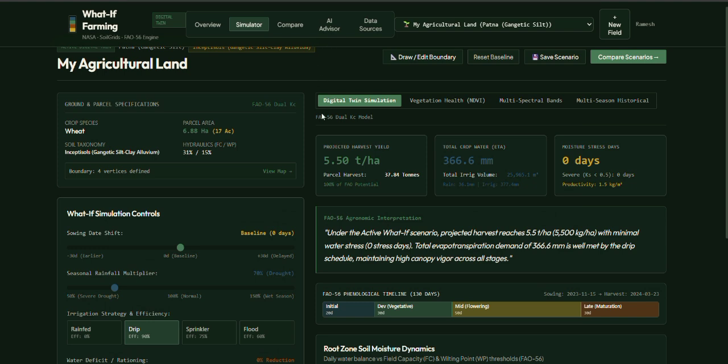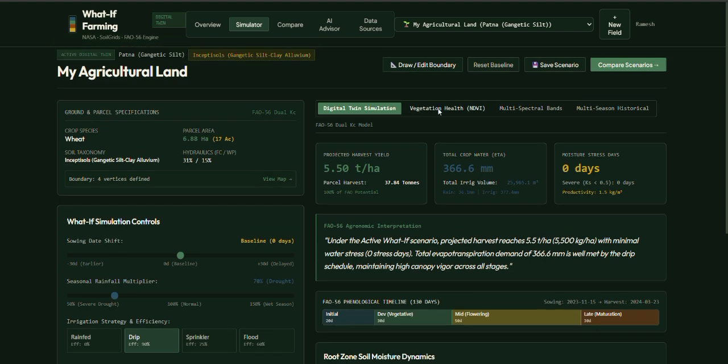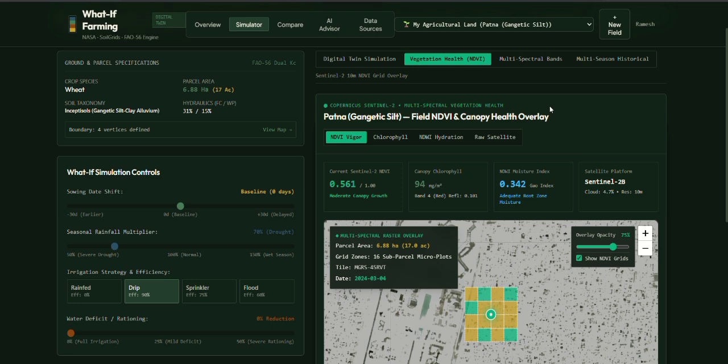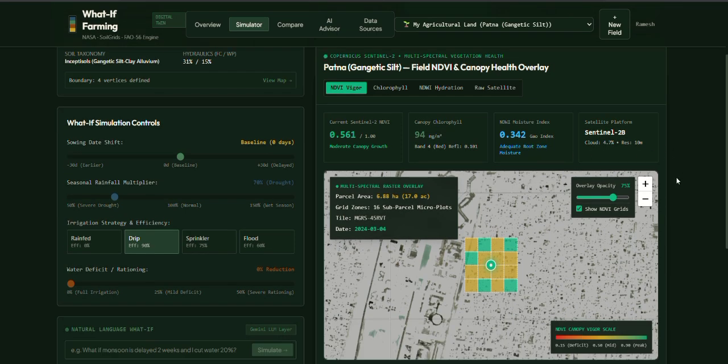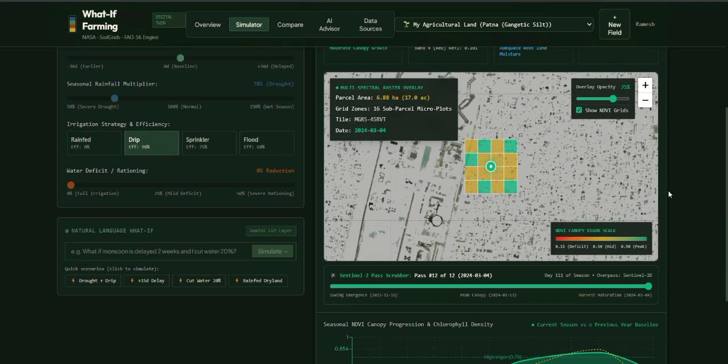But because I've set irrigation to drip, the most efficient method, the system compensates. If I had left this rain-fed instead, yield would collapse. This is the decision a farmer actually needs to see. Not just irrigate more, but exactly how much irrigation method matters when rainfall lets them down.